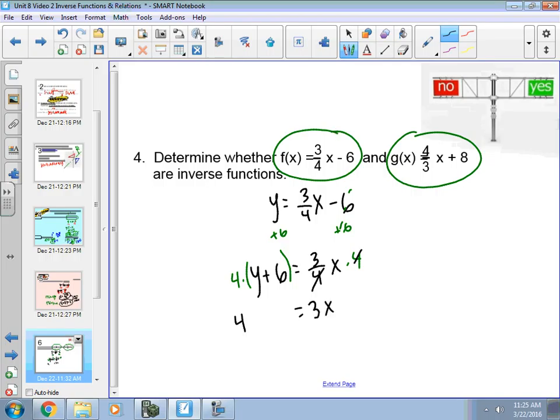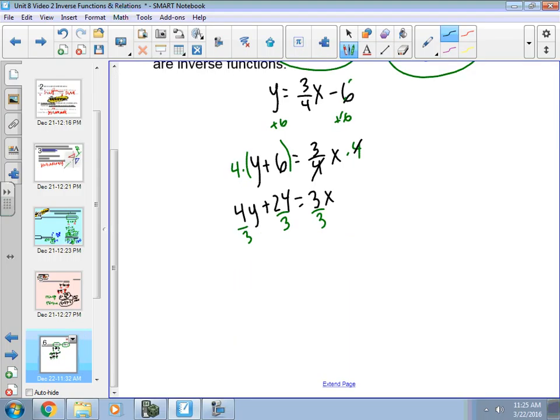Over here we're going to have 4y plus 24. Now the next step, last step, we want to divide here by 3. Let's divide everything by 3 and see what we get. So we end up getting, that cancels, x equals 4/3 y plus 8.